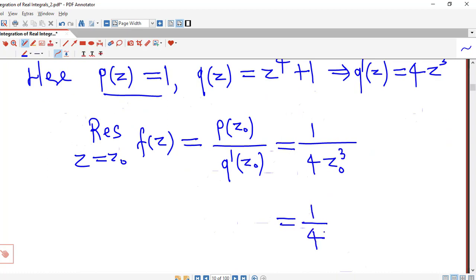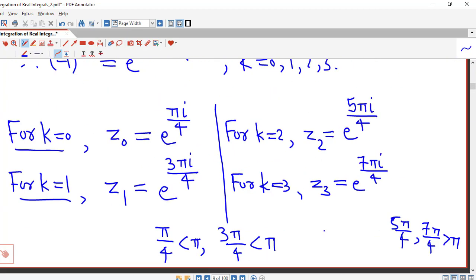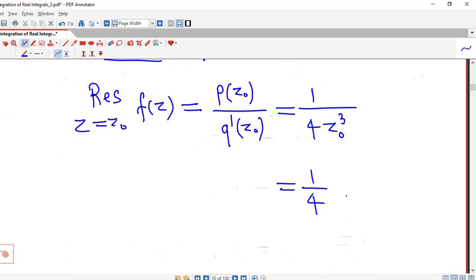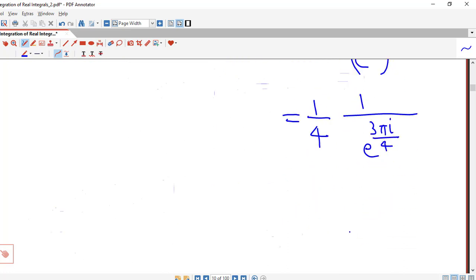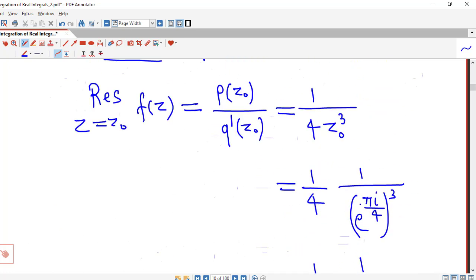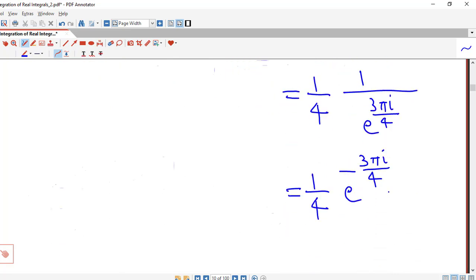Now what is z0? Z0 is e raised to pi i by 4. So we have e raised to pi i by 4 to the power 3. So that is going to be 1 by 4, 1 over e raised to 3 pi i divided by 4. So again we can rewrite this as e raised to minus 3 pi i divided by 4. So this is the residue of f of z at z equal to z0, that we denote by say b1.